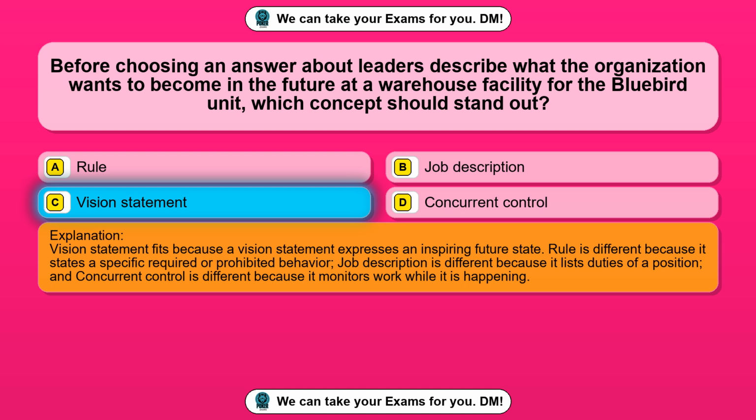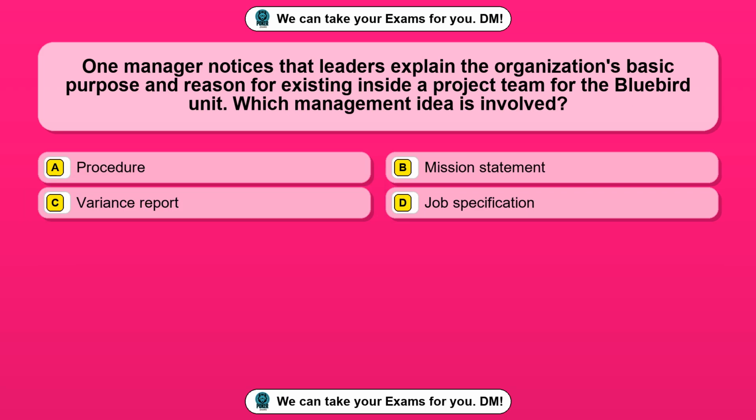Vision statement fits because a vision statement expresses an inspiring future state. Rule is different because it states a specific required or prohibited behavior. Job description is different because it lists duties of a position, and concurrent control is different because it monitors work while it is happening.